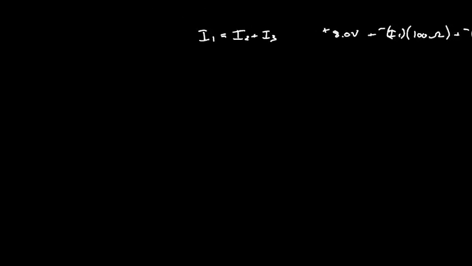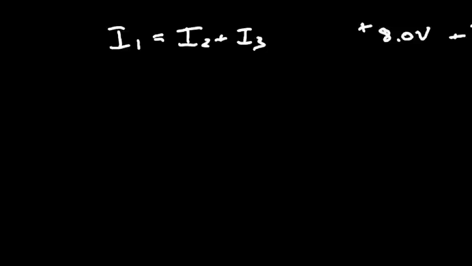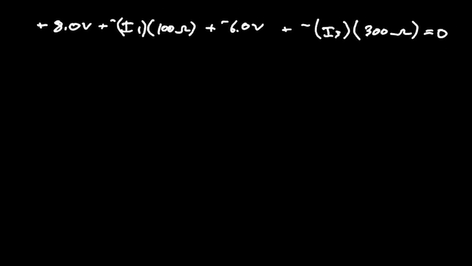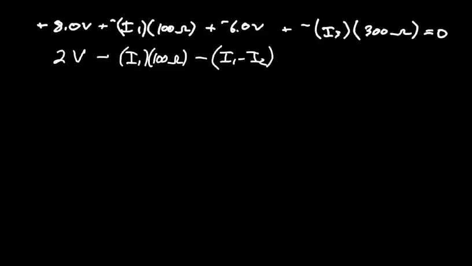So let's start over here. We needed to rearrange this one. So I want to get I3 by itself. So I3 is going to be equal to I1 minus I2. And then my first substitution is going to happen over here. There we go. While I'm at it, I see I have an 8 volts and a negative 6 volts here, so I'll combine those. That's 2 volts, positive. And then minus I1 times 100 ohms. And then minus, and instead of I3, I'm going to do I1 minus I2. That was what I solved for over on the very first equation. Times 300 ohms equals 0.